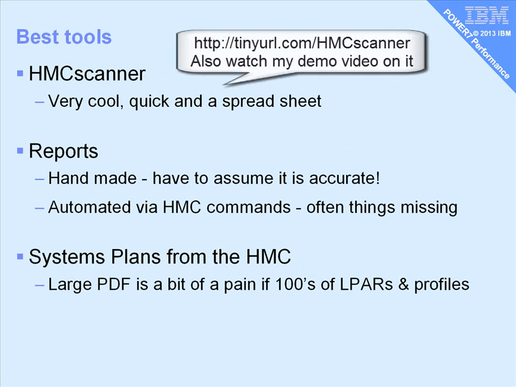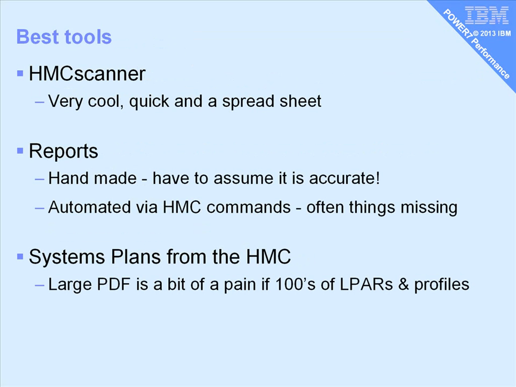We've already mentioned the HMC scanner. Very cool, very quick, and gives us a nice spreadsheet so we can do some calculations on the numbers nicely laid out. Sometimes we have these handmade reports and we have to worry about the accuracy. Some people are running HMC commands remotely and pulling out the data, so we get the output from a whole bunch of different commands. Often there's something missing in there, we have to ask for extra things, and usually they're happy to change the commands to get the extra data. If you have system plans from your HMC, they can be used. Typically you end up with a large PDF document, and if you've got hundreds of LPARs, it can be a bit of a pain looking through all of those and all the profiles to build up a spreadsheet that we actually like to look at.